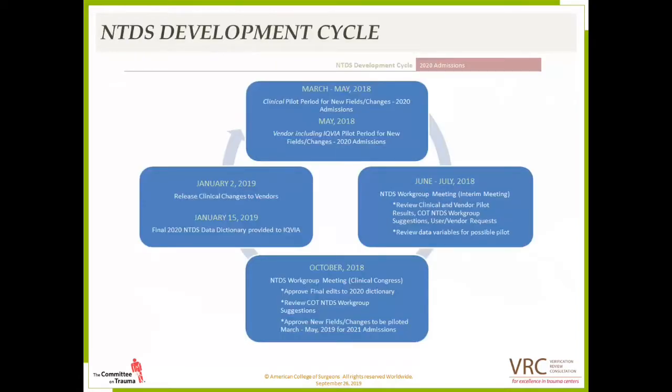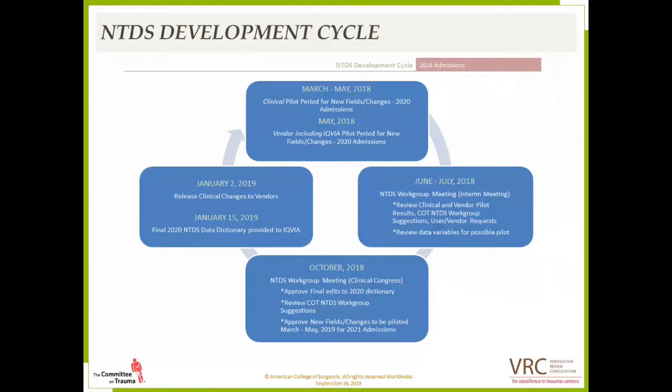What you're looking at here is a copy of the NTDS development cycle. I'm not going to go over everything, but there's a few things I would like to point out. Anytime a data field or a data element definition is changed, or we introduce a new data element, it has to go through a pilot process. That pilot process typically is March through May every year.